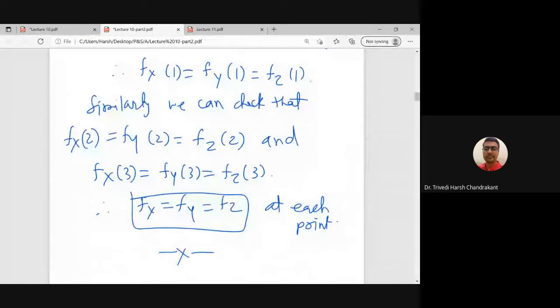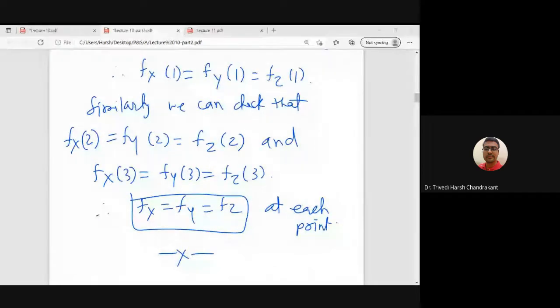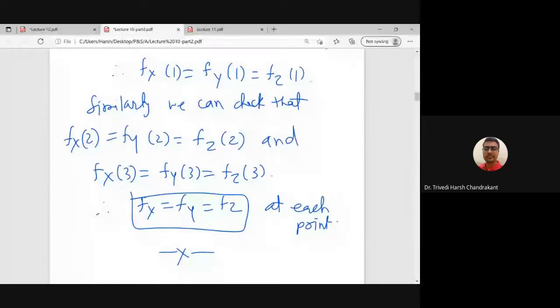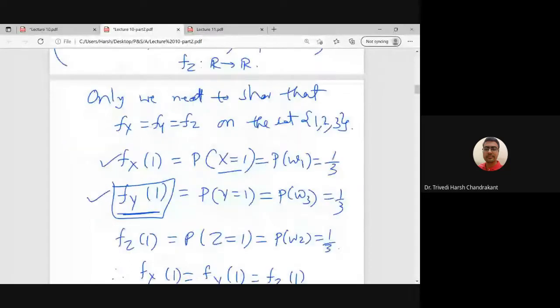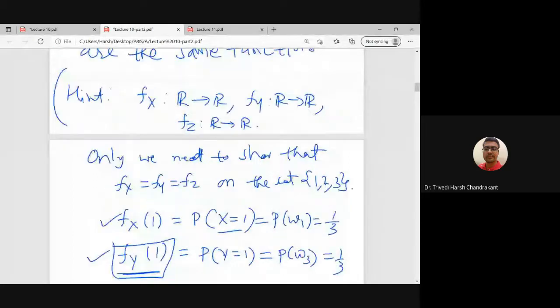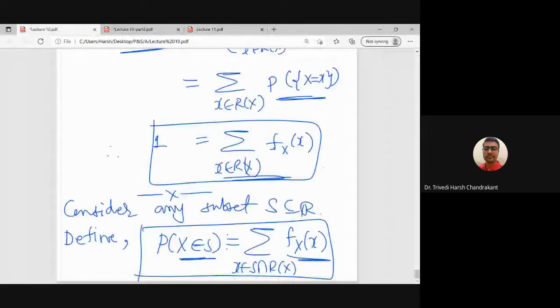So the random variables are not the same in this example. The random variables are not the same, but their range is the same. The range of X is the same as the range of Y. But on the other hand, the range is the same but the functions are different, and their probability mass functions are the same. Okay. So now using this, we want to study the reverse of this statement.